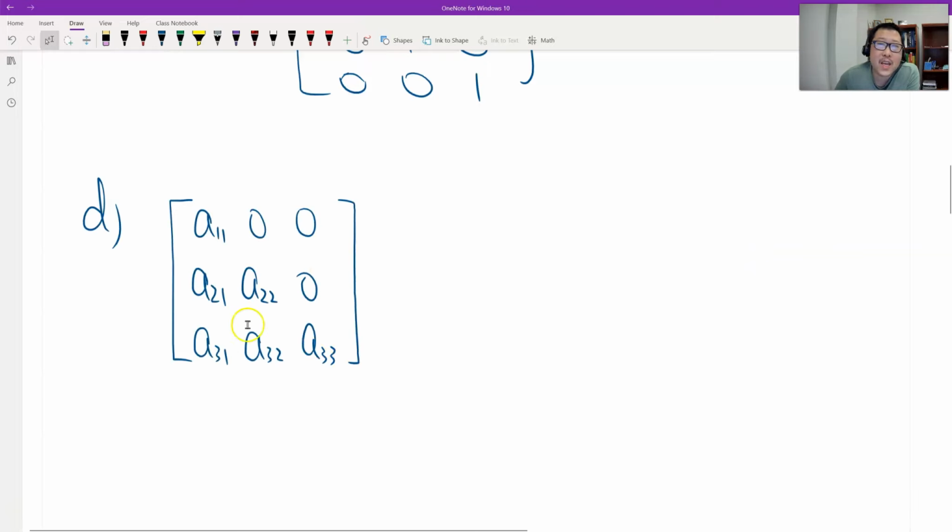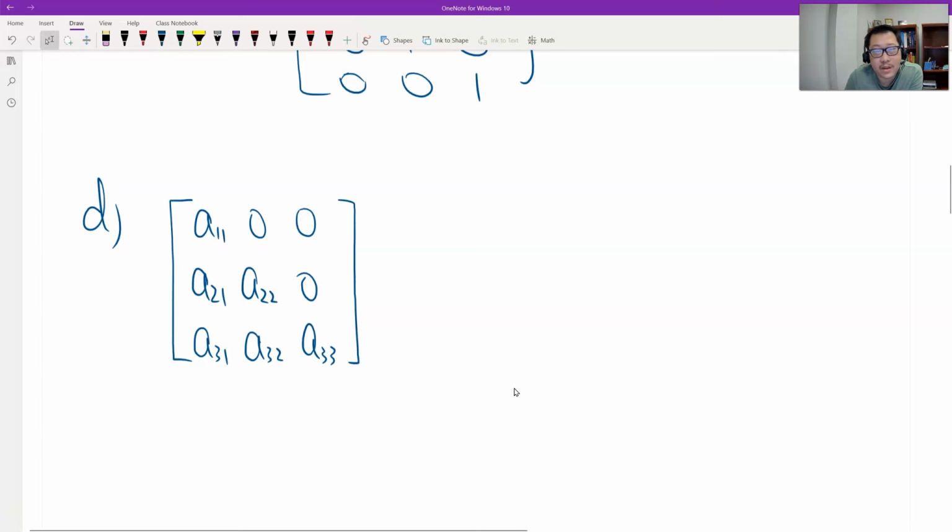Okay, so I just take an example. This is a 3 by 3 invertible lower triangular matrix. Therefore the diagonal entries are non-zero, right? We need to find the inverse. How to find the inverse? We have to use the inversion algorithm.